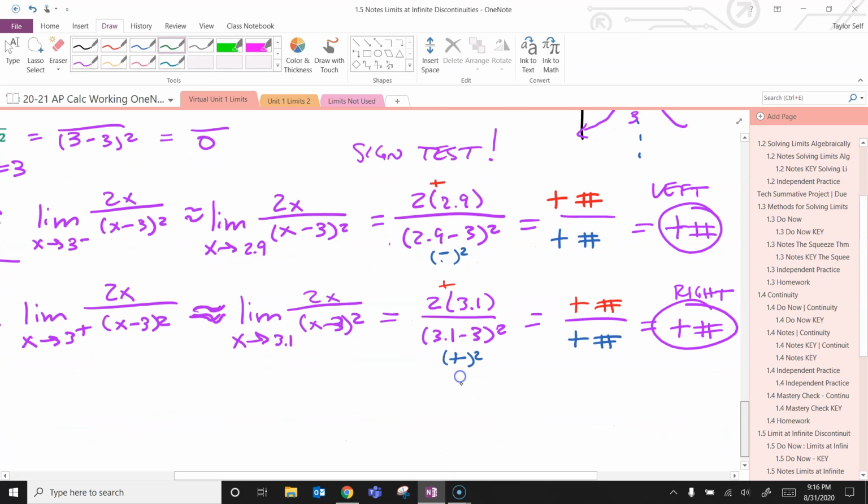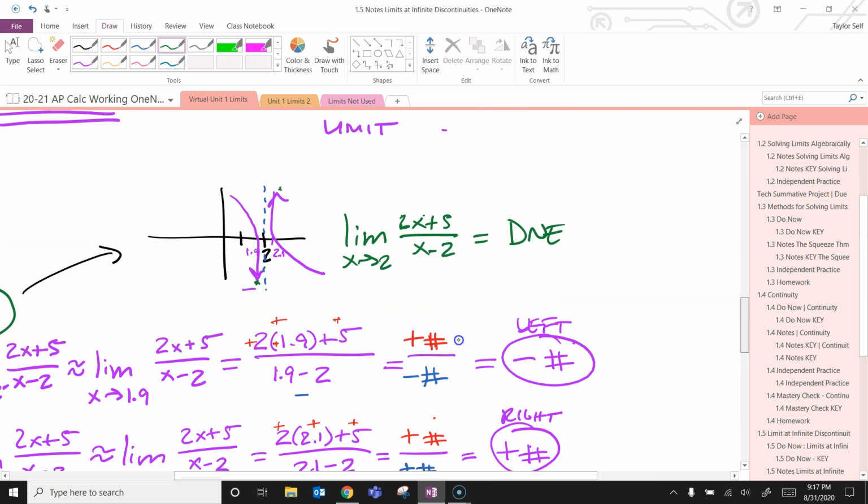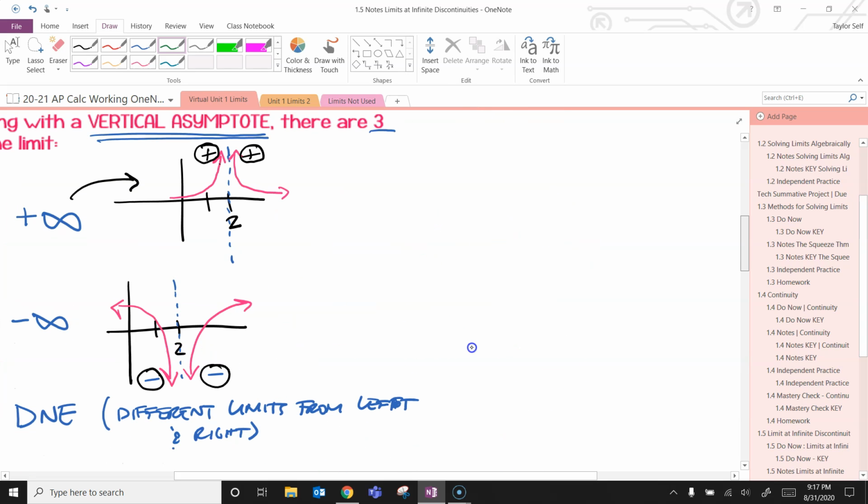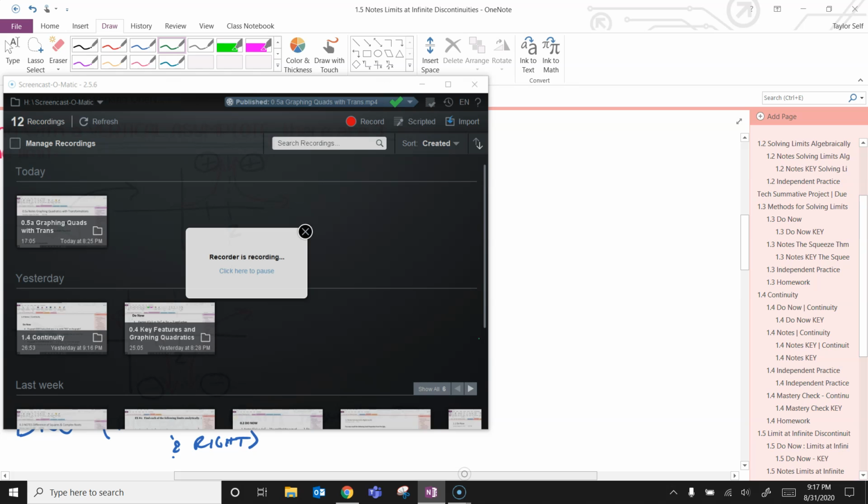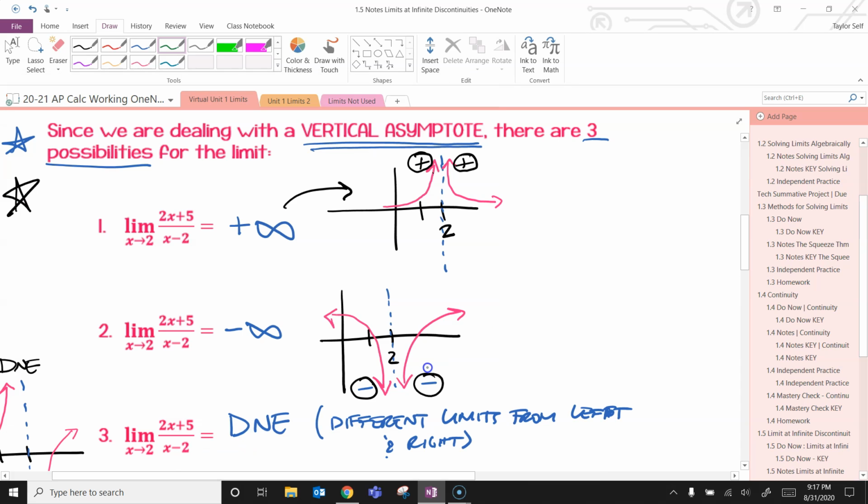Let's conclude. So the limit, the one that we were looking for originally, the limit as x approaches 3 of 2x over (x minus 3) squared equals, okay, when you get the same thing, positive, positive, let's go back up. What were our options again? Our options for limits were positive infinity, negative infinity, or does not exist. We already saw it does not exist. If you get both positives, your answer is positive infinity. If you get both negatives, your answer is negative infinity.